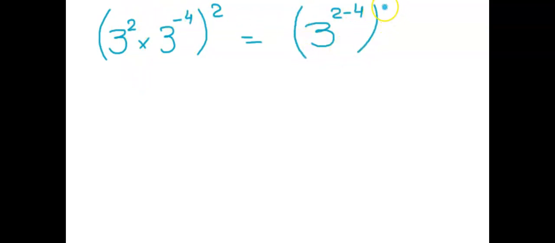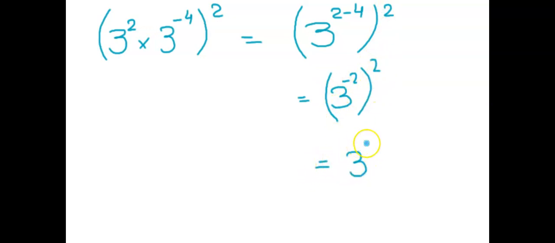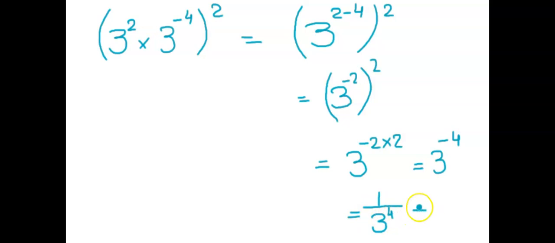And whatever answer you got, 2 minus 4 is minus 2. And then that 2 is there as well. And according to that rule, you multiply them now. Now 3 to the power minus 4 is the same as 1 over 3 times 3 times 3 times 3, which is 81. So 1 over 81.